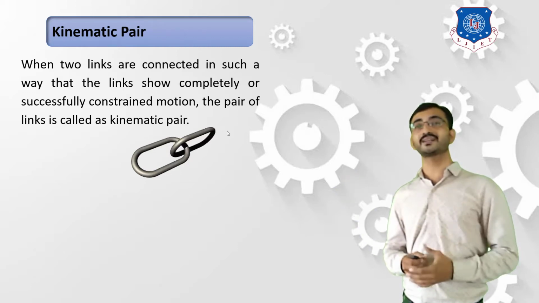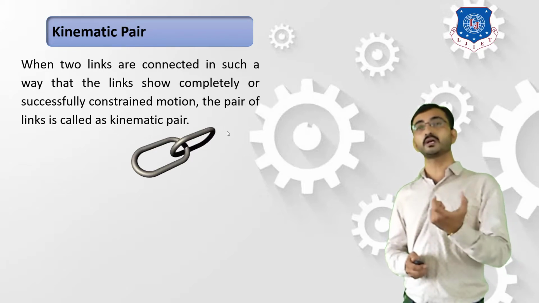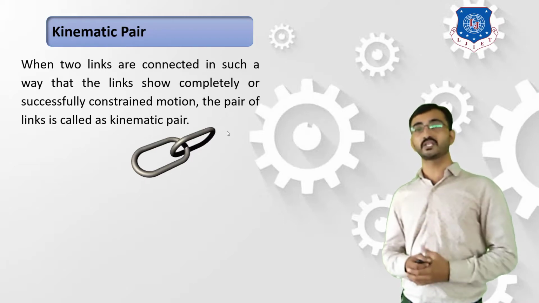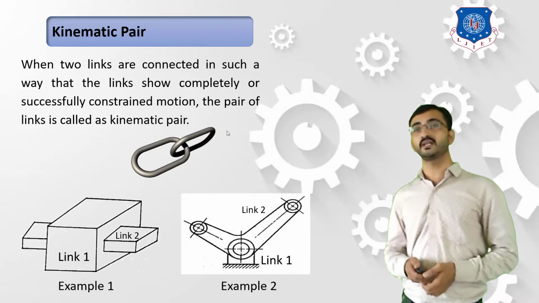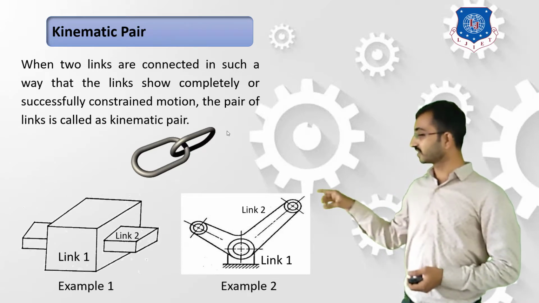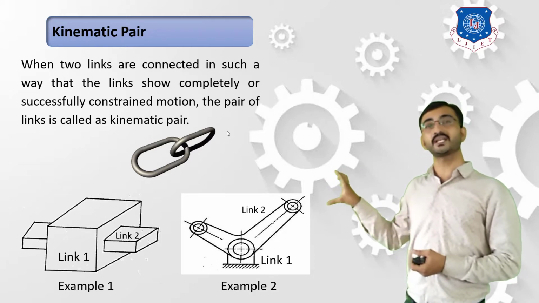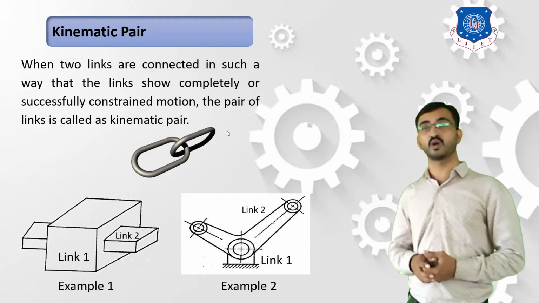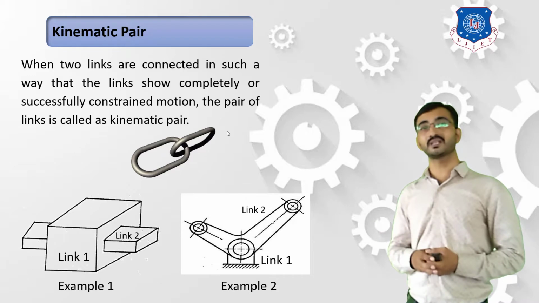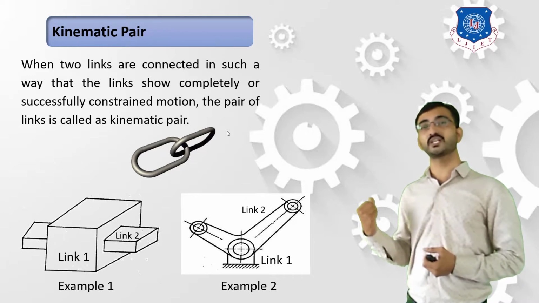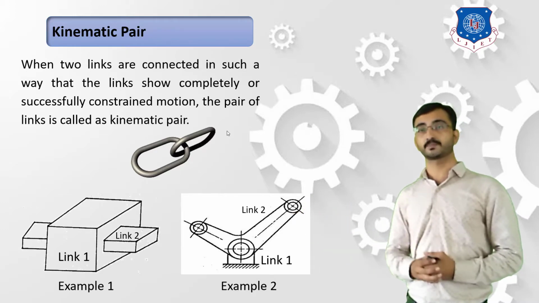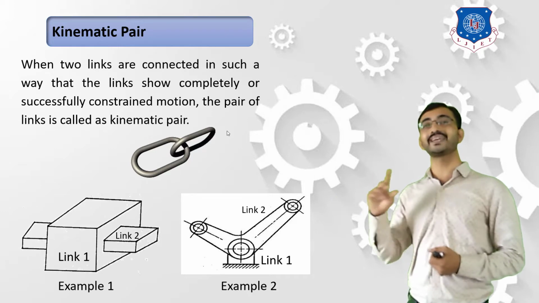But now how can we define a kinematic pair? If we have a combination of two links which are producing completely or successfully constrained motion, then we can term it as a kinematic pair. Okay, so let's consider one example over here. In the first example, you can refer to the fixed block. This link number 1 is a fixed block, and the link number 2 will reciprocate inside this fixed block. Over here we are able to understand that in whatever direction we give motion to link number 2, it will be moving in a predefined direction as reciprocating motion. So we can term it as a kinematic pair.